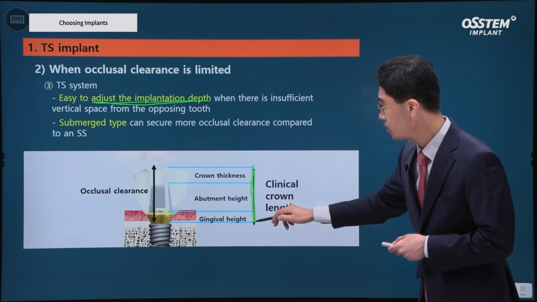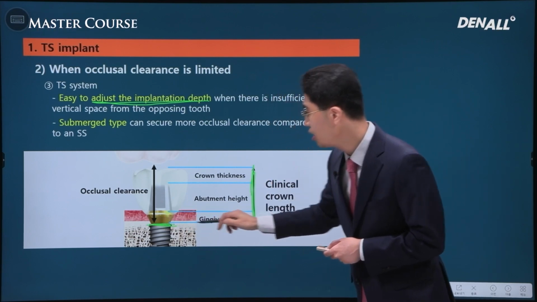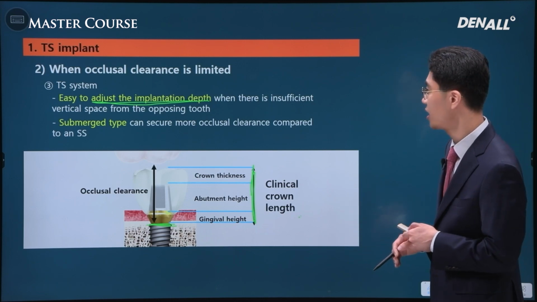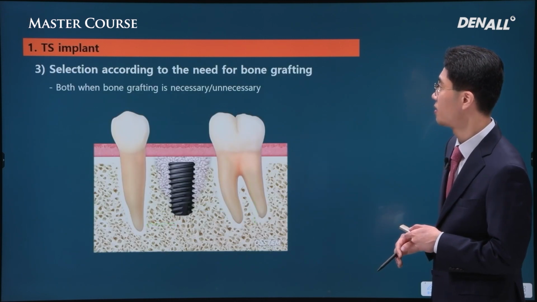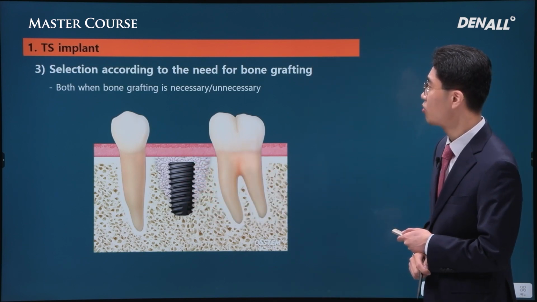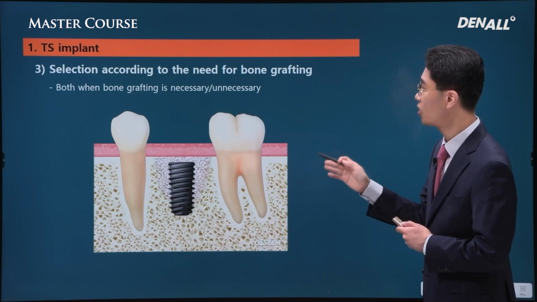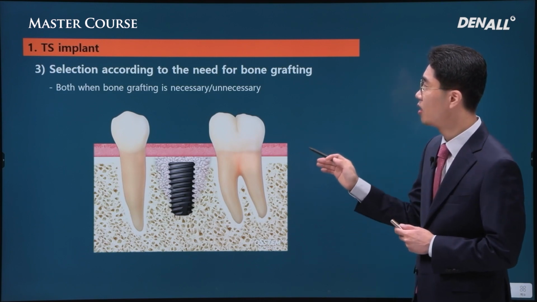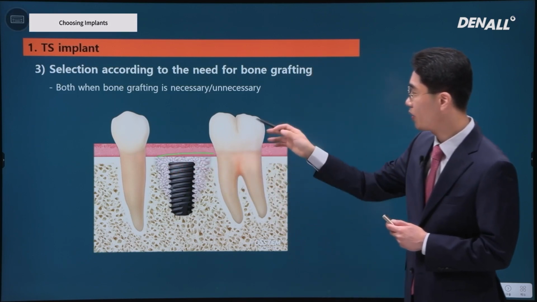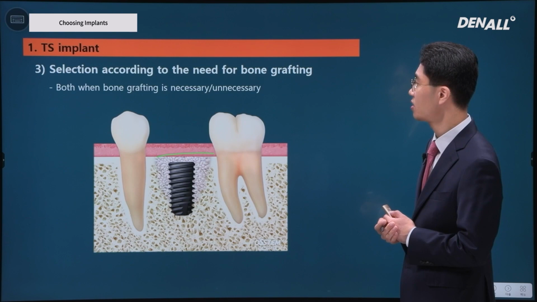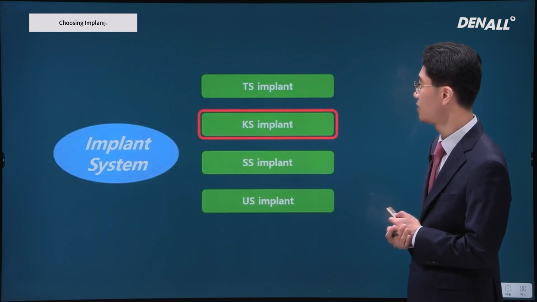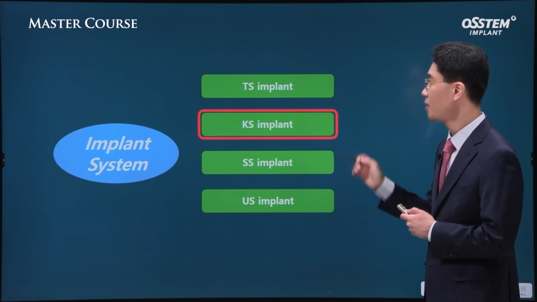We need to consider clinical crown length and think of where the implant top needs to be positioned. TS type implant, if it is placed, you can do bone graft or you can forego it. Regardless, we can place the implant and proceed to stage surgery as shown here. Next is KS implant. It's the same.